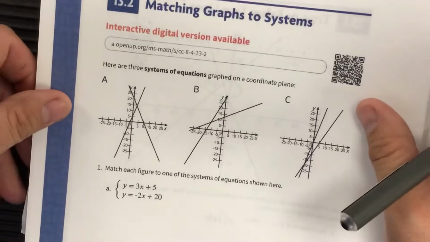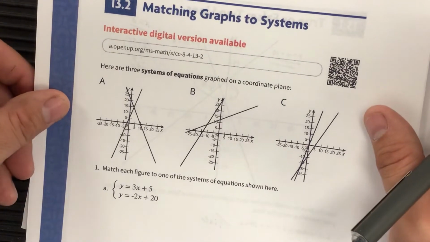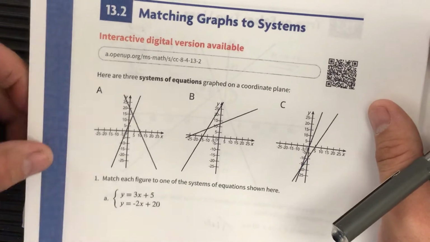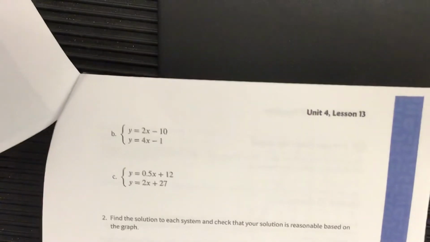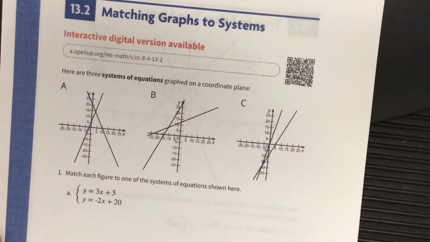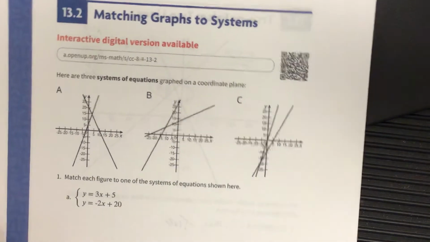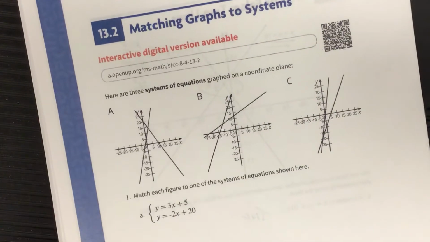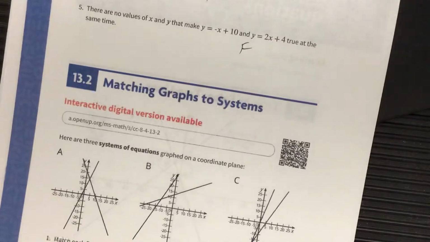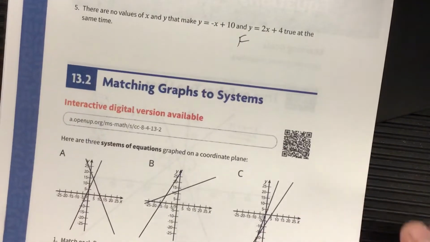All right, question 2. Here are 3 systems of equations graphed on a coordinate plane. Match each figure to one of these systems. Okay, so again, formatting is a bit of an issue. There's 3 equations, some are on the next page. You match it to each graph, and then we will discuss. So there's 6 equations, 2 of them are on each graph. Match it A, B, C. And there's certain parts of the equation that should make it easy for you to figure it out.